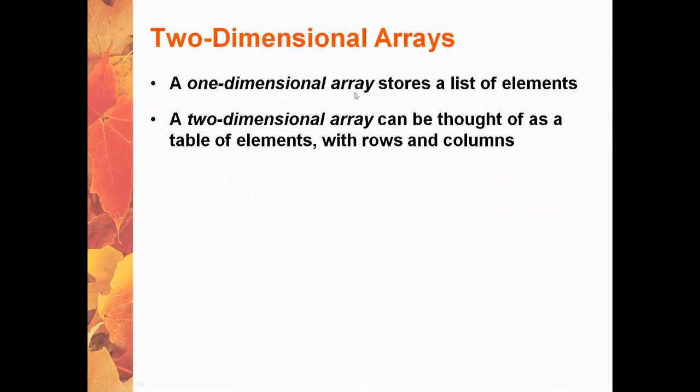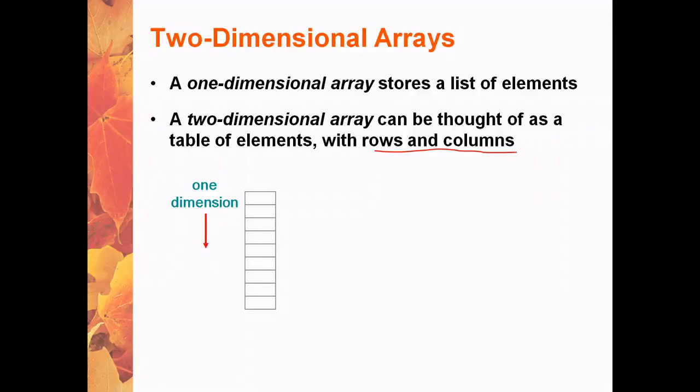A one-dimensional array stores a list of elements, as we studied in the last session, whereas a two-dimensional array can be thought of as a table of elements with rows and columns. So a two-dimensional array represents data in a table format, that is, in terms of rows and columns.